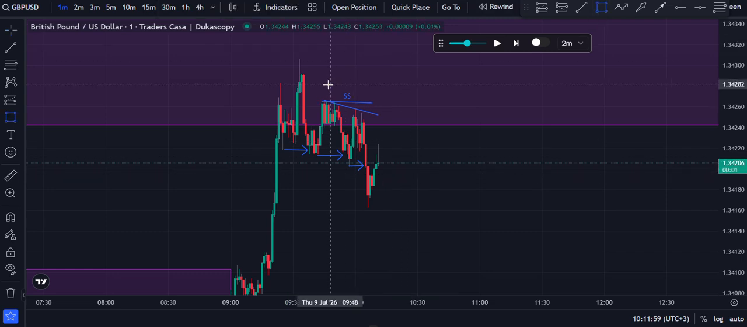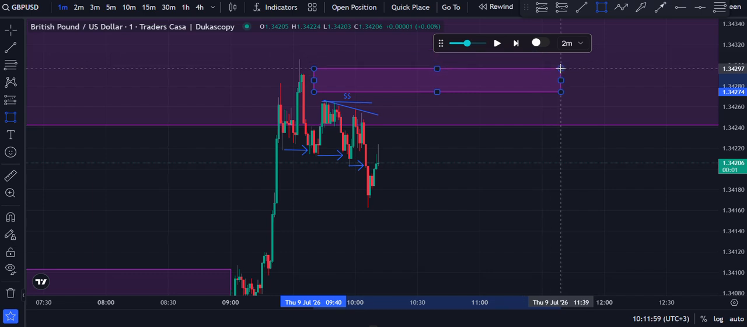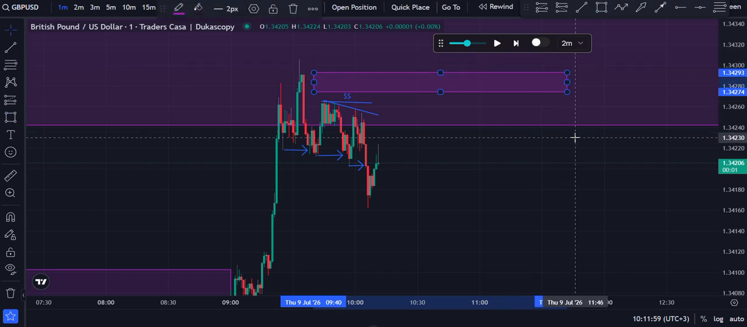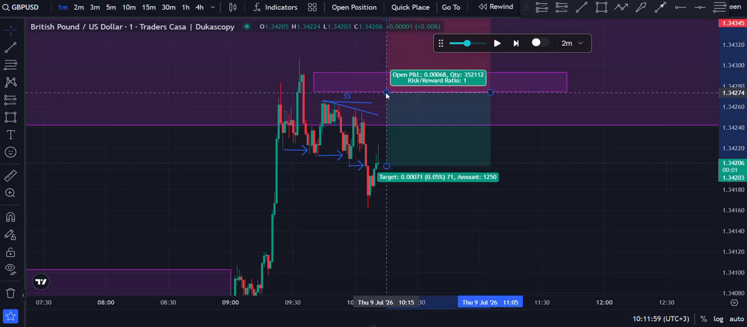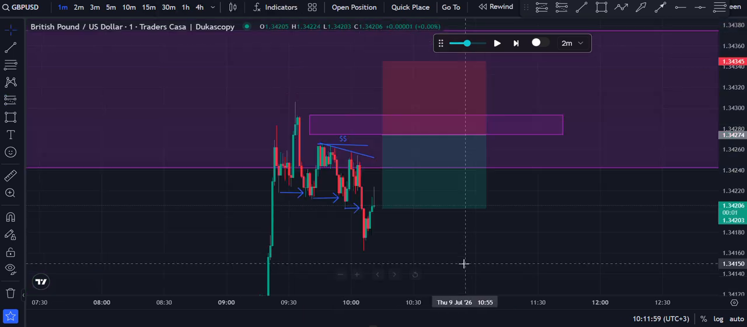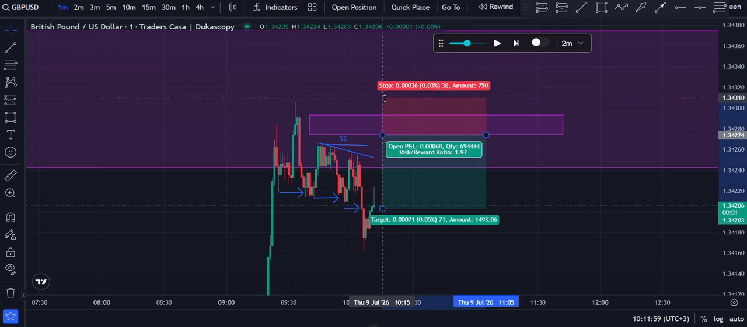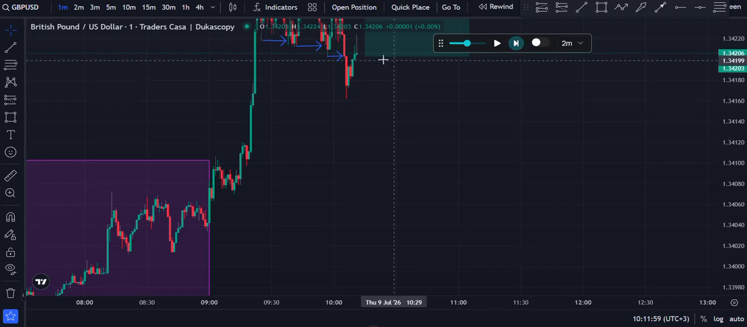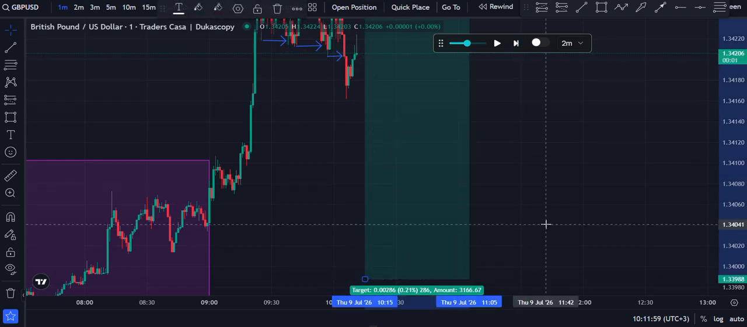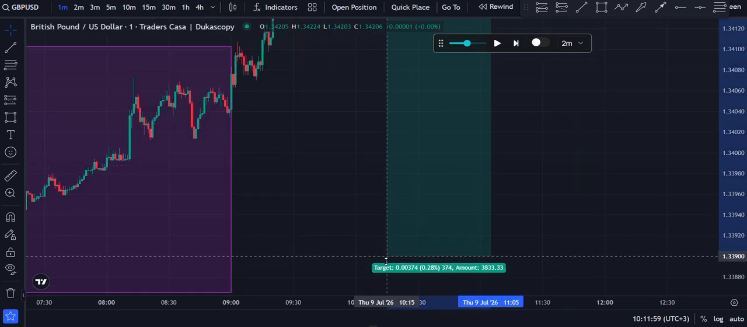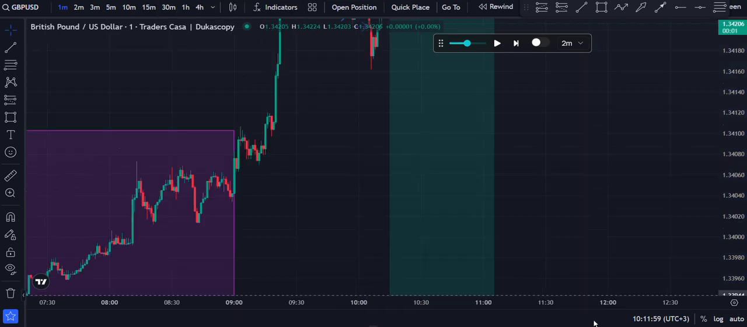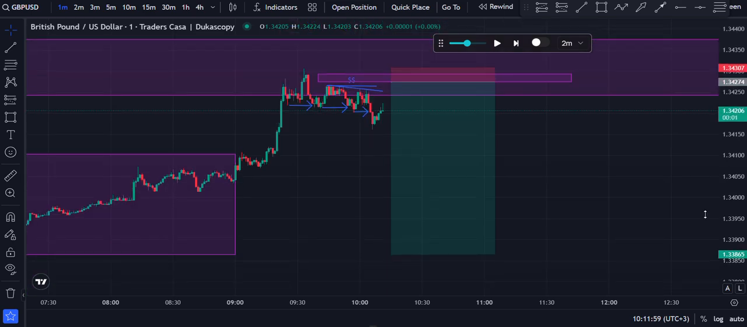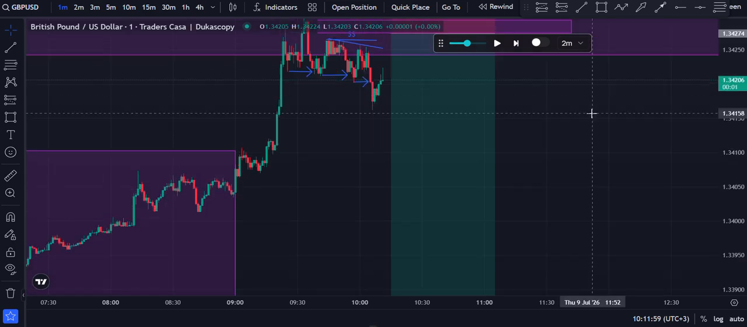My execution was to be at this zone, this supply zone, 1 minute supply zone, and my trade limits that I executed on were here, with my stop loss exactly above the high, and my take profit at the Asian session low, sweeping the liquidity below the Asian session low. That was the overall trade idea.